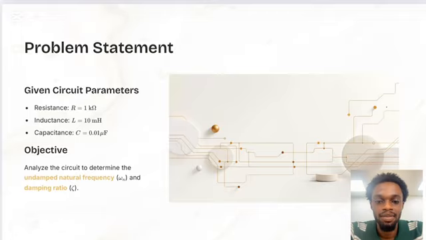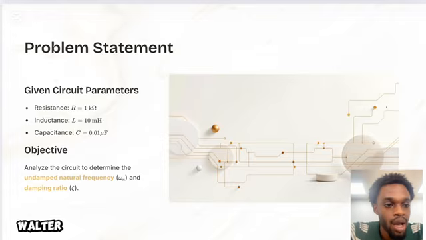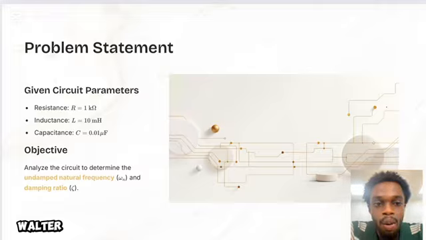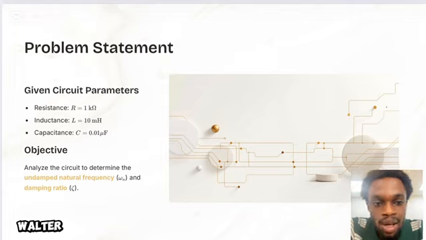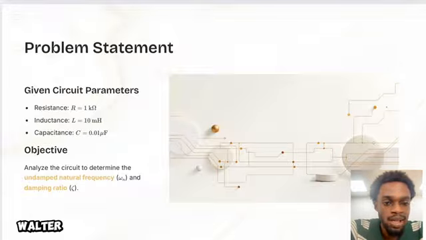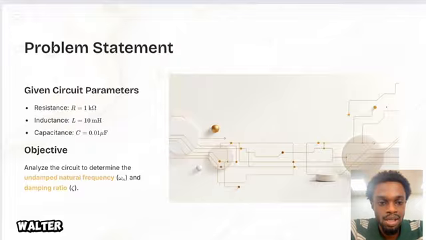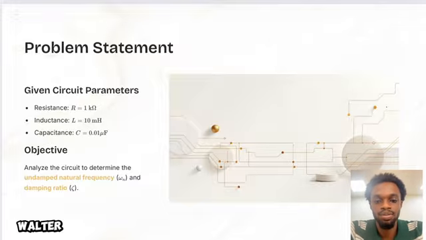Thank you. Hi, I'm Walter, and for this specific analysis, we are working with these parameters: a resistance R equal to 1 kilo ohms, an inductance L equal to 10 millihenry, and a capacitance C equal to 0.01 microfarads. The main objective of this whole problem is to analyze the circuit to determine the undamped natural frequency and the damping ratio.